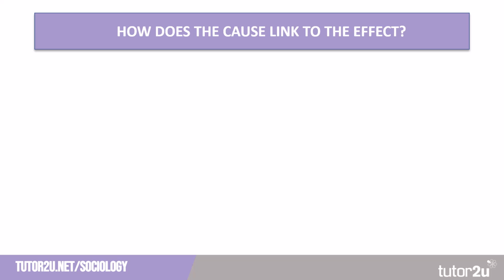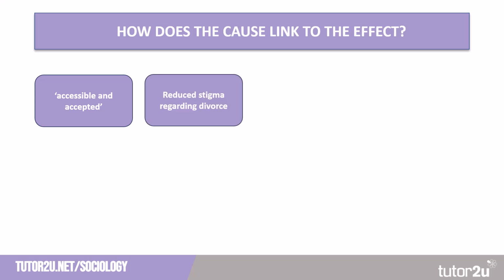So how do some of these hooks link to the effect? Well, we're going to concentrate on two. First of all, accessible and accepted. Now, as I've mentioned, we could link this into divorce reform, or we can link it to less stigma regarding divorce, which is the way we're going to go. Once we've linked it to our reason, we need to explain how this has led to changes in divorce, and we need to be very specific about how the divorce rate has changed.